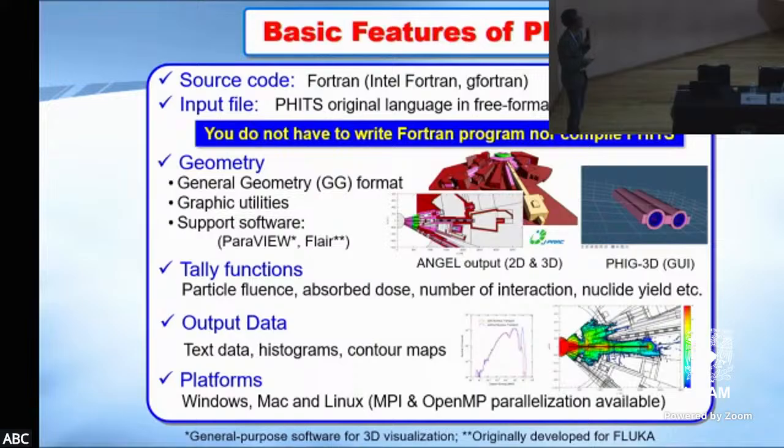And you can run PHITS on any kind of computer: Windows, Mac, and Linux. MPI and OpenMP parallelizations are available. MPI is quite powerful for something like a supercomputer. If you have a 1,000-core machine, you can use 1,000 cores. OpenMP is quite familiar for Windows or Mac machines. A recent Windows computer has something like 30 cores, so you can use 30 cores for running PHITS.